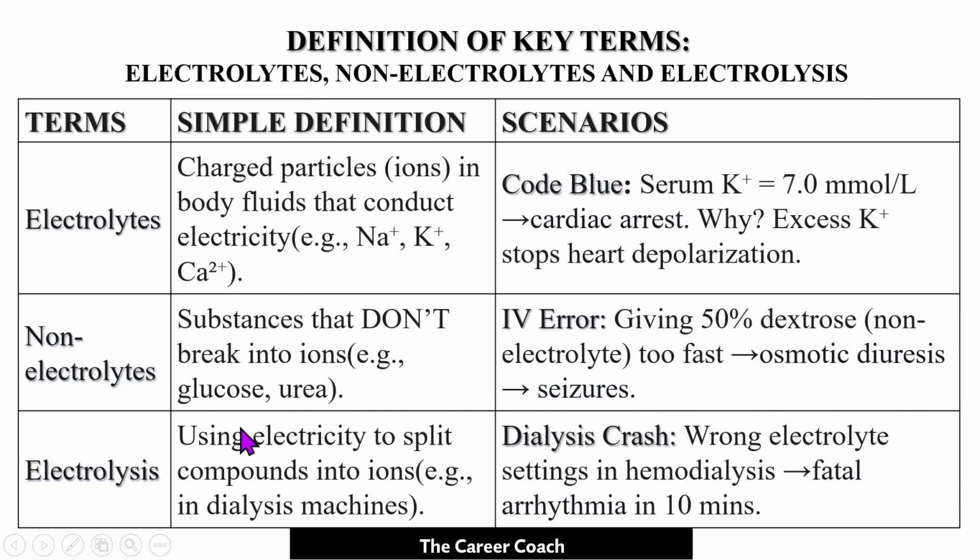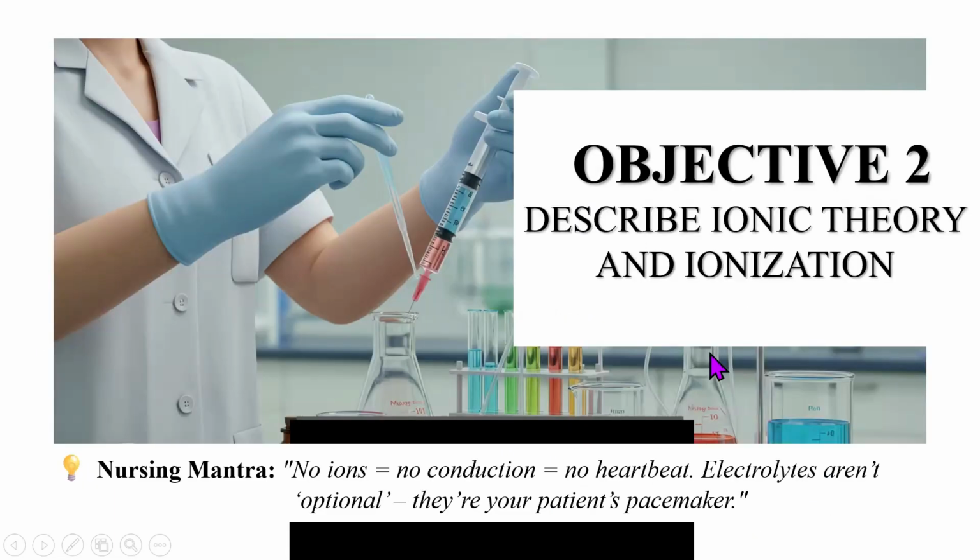Nurses, take note. Electrolysis is using electricity to split compounds into ions. Example: dialysis machines use the principle of electrolysis. Nursing scenario: possibility of a dialysis crash. Wrong electrolyte settings in hemodialysis can lead to fatal arrhythmia in 10 minutes. Let's move to Objective 2.